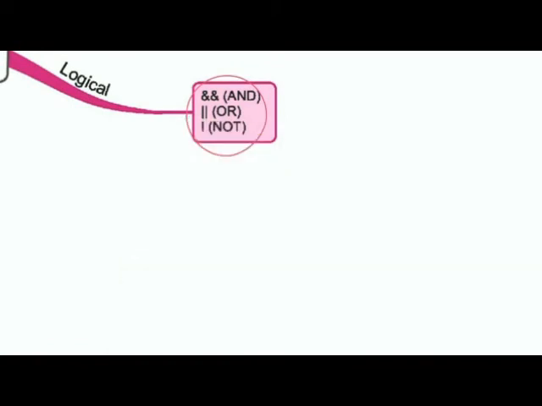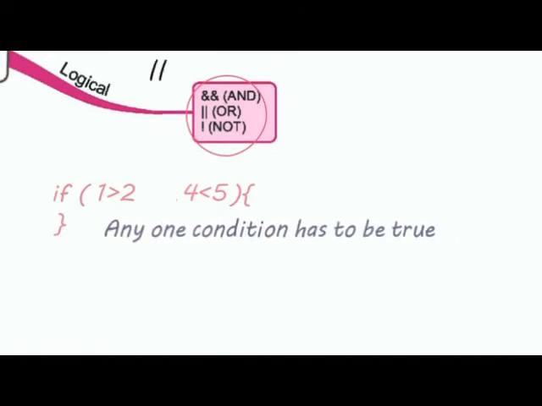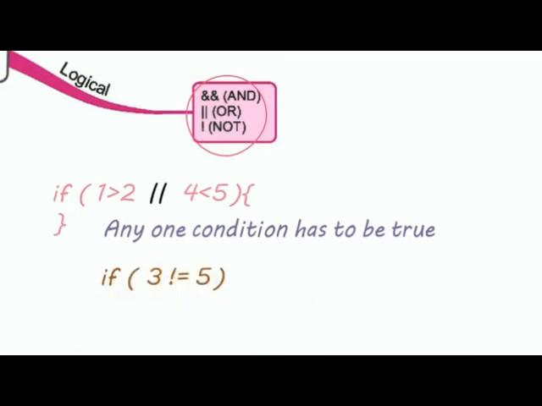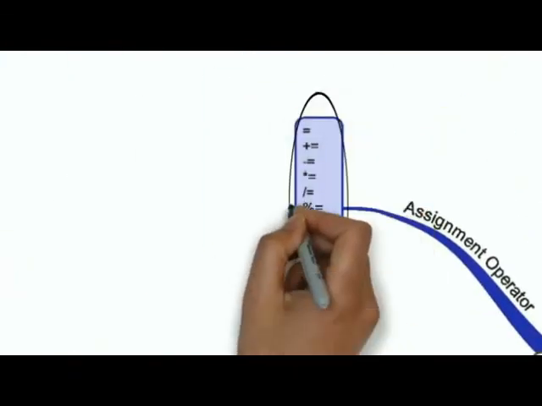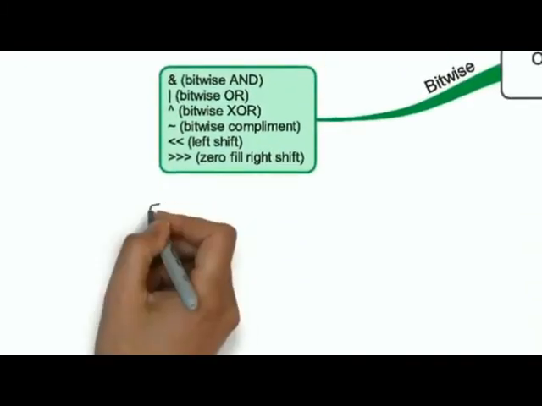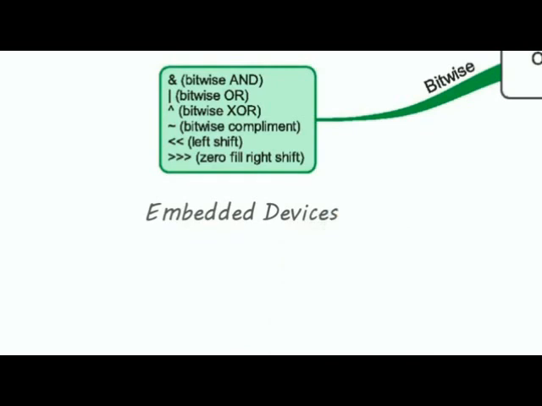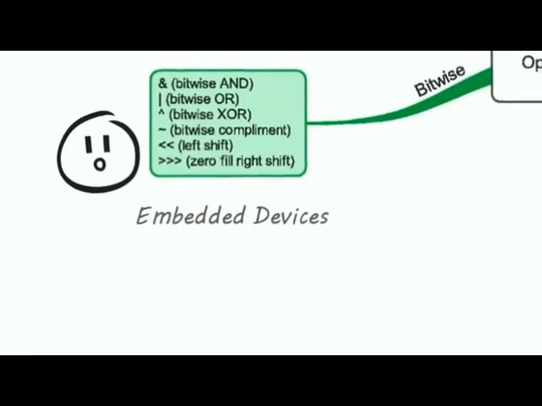We have three operators in logical: and, or, and not. If we want two or more conditions to be true, we use the AND operator. If we need only one condition to be true, we use OR, whereas NOT is mostly used with equals. Assignment operator, I think you are all familiar with this. Now the bitwise operator. Java also supports the bitwise operator, which is used mostly in embedded programming.